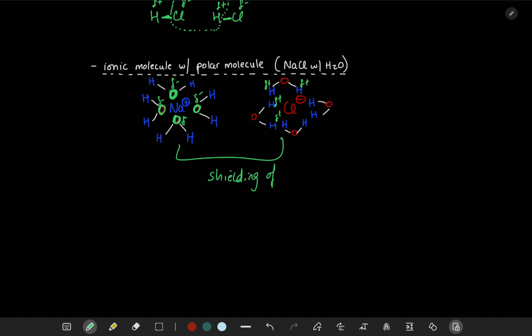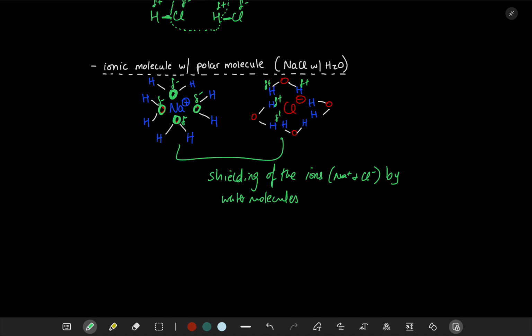Shielding of the ions, sodium and chloride ions, by water molecules. And so the attraction between water molecules and the constituent ions of sodium chloride will actually prevent the ions from reassociating into solid sodium chloride, because water is shielding it.